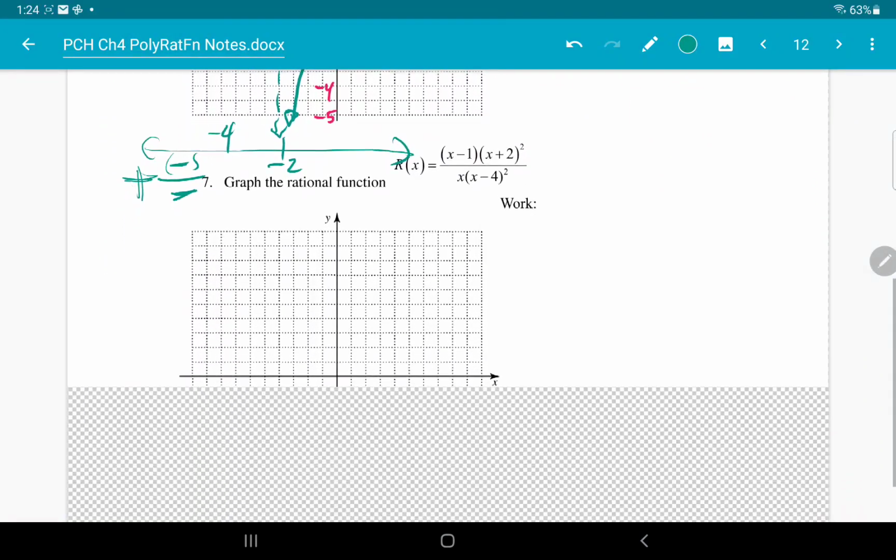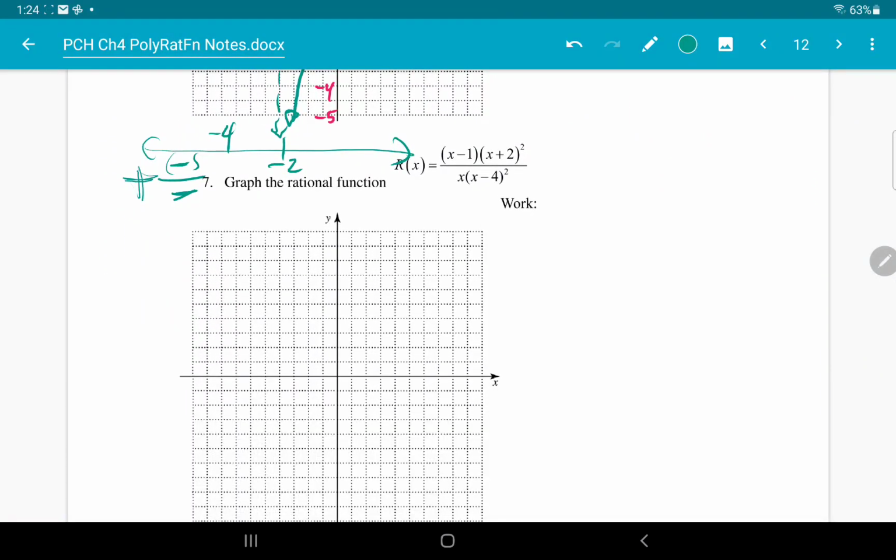All right, example 7. There are quite a few rational functions, so just bear with me as we go through this video. If we have this function already factored, that kind of helps us out. We can already identify our important parts: x-intercepts, y-intercepts, vertical asymptotes, and horizontal asymptote. The x-intercepts occur at, let's write them as ordered pairs, (1, 0), and also x plus 2 gives us (-2, 0).